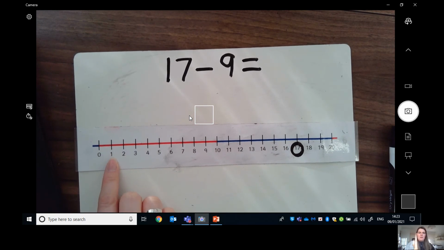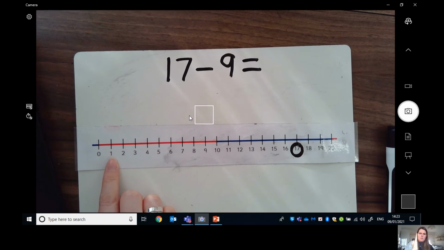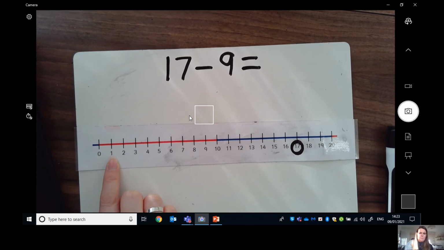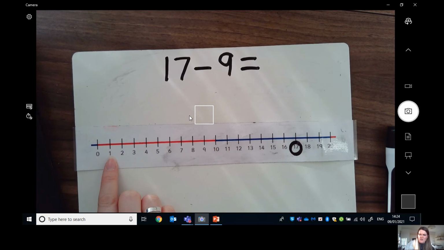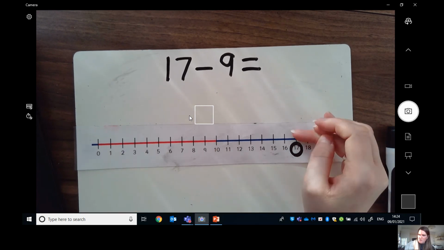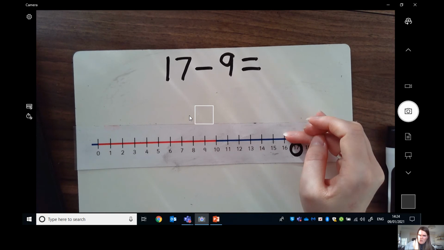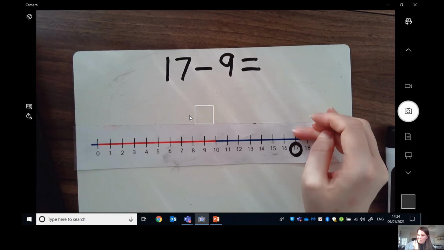I didn't do my jumps correctly. How did I not do my jumps correctly? I didn't jump one at a time. I did too many jumps. Oh no. I better do that again then, hadn't I? Okay, 17. How many jumps do I go on each number? Okay, I'll do that. Counting with me.